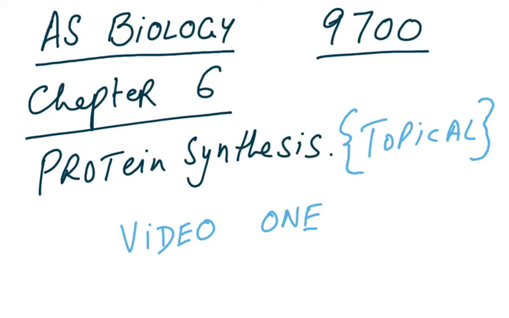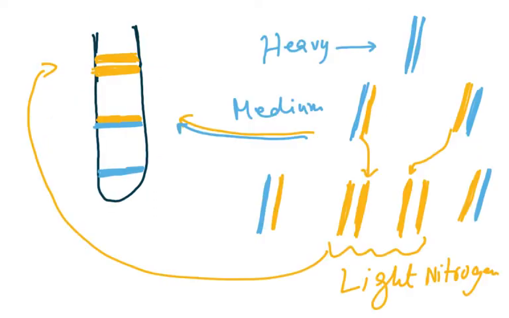Bismillah ar-Rahman ar-Rahim. We're going to do the AS Biology Chapter 6, and this is the topical. I've tried to get as many questions as I can on this chapter, and I hope this is going to be helpful. Now first, let's understand the Meselson-Stahl experiment.